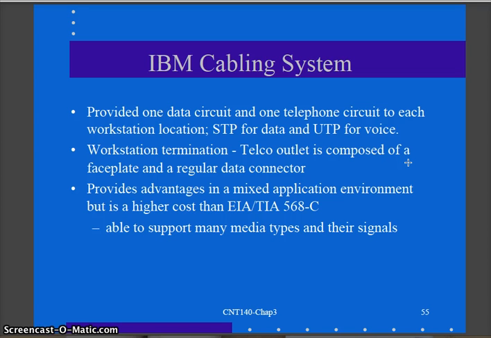It provided a data circuit and one for telephone to each workstation. STP for data and UTP for voice, if you will. So again, they were trying to support all the data and phone needs that would be needed. The telco outlet is composed of the faceplate and the regular data connector. It provided an advantage in mixed application environments, but it was a lot higher cost than 568C, or the phone systems. I should say the AT&T system in the day, eventually the 568C. But it was able to support many media types and their signals.